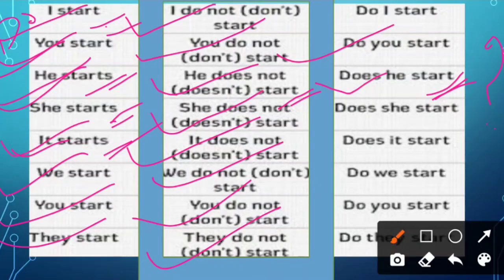It starts. It does not start. Does it start? We start. Do we start? You start. Do you start? They start.